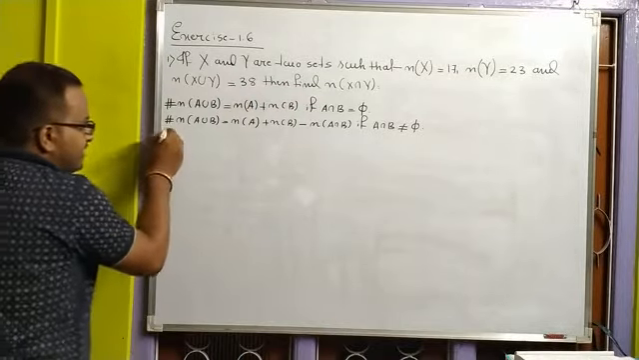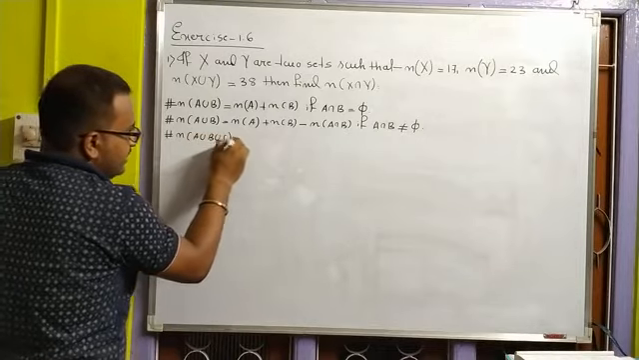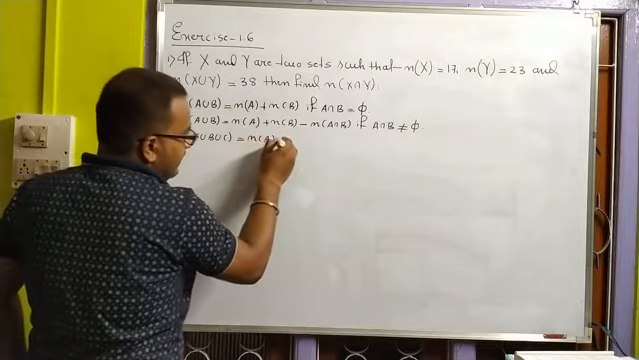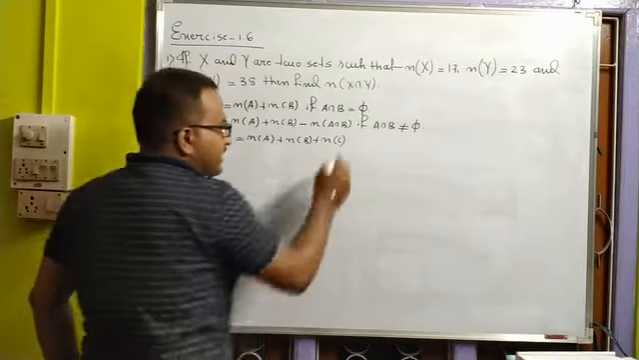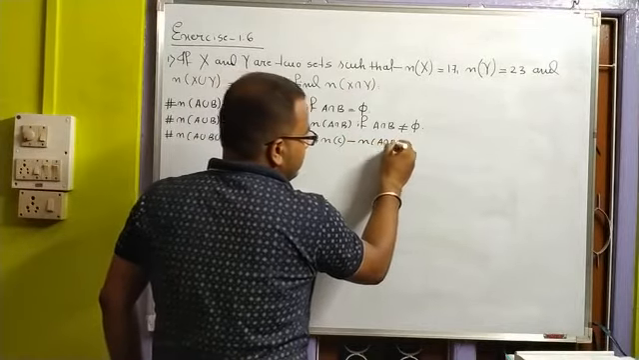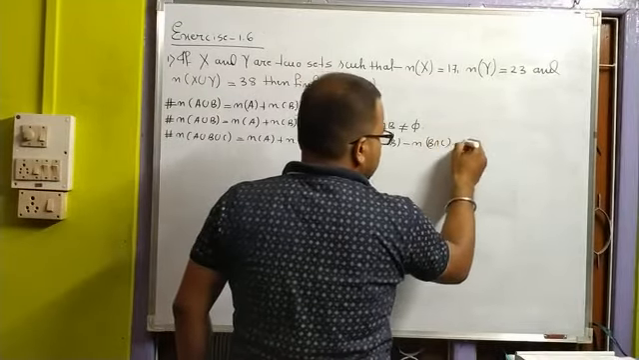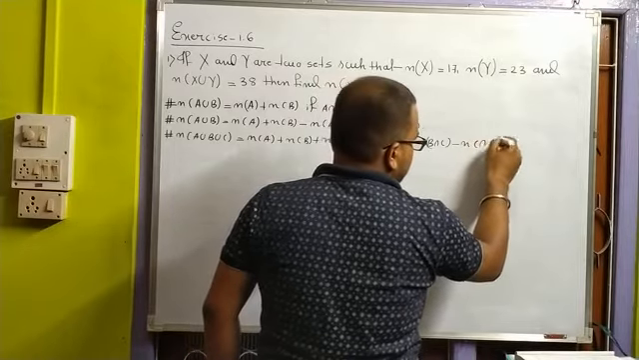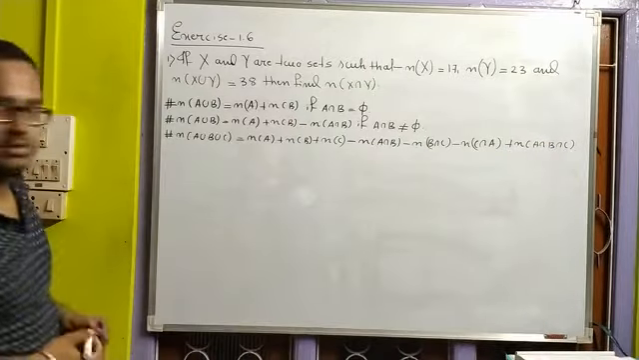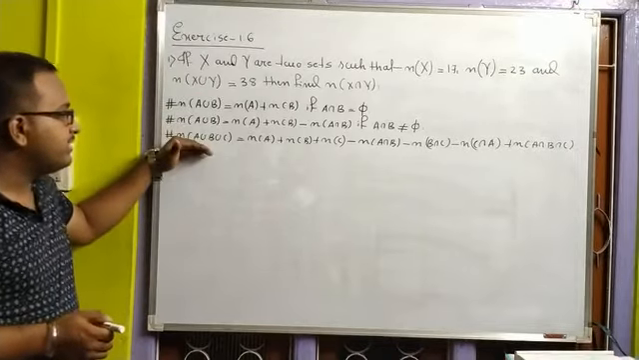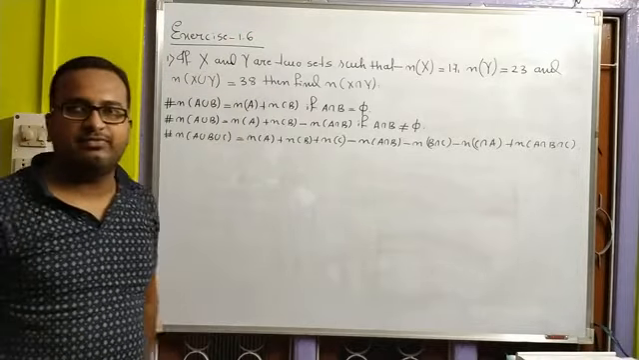Then the next result is the number of elements of the set A union B union C equals the number of elements of the set A plus the number of elements of the set B plus the number of elements of the set C, minus the number of elements of A intersection B, minus the number of elements of B intersection C, minus the number of elements of C intersection A, plus the number of elements of A intersection B intersection C. These three results are very important, by which you can solve this type of word problems of set theory in a very easy way.